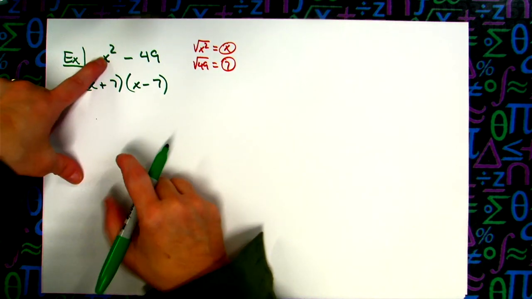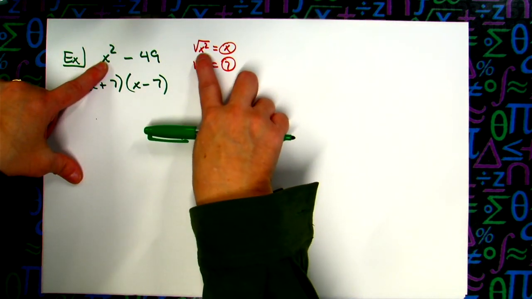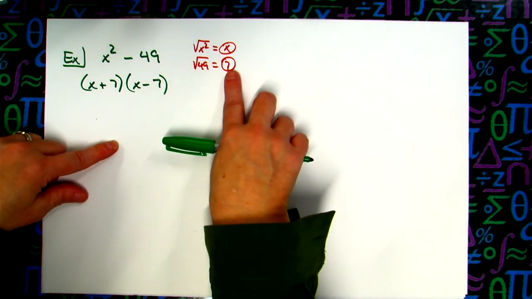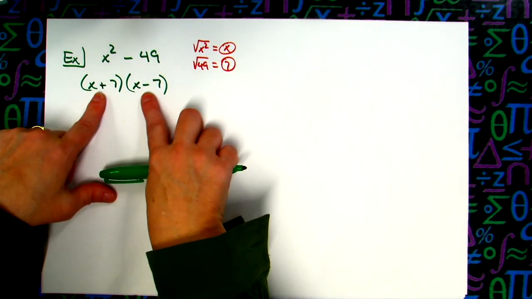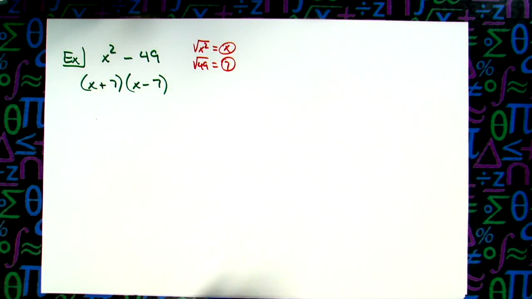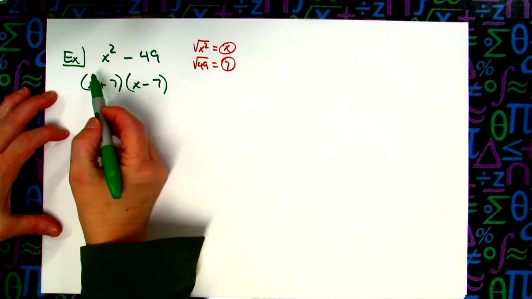Whatever this term is, when I take the square root of it, it was x. That goes in the front. When I take the square root of this number, which was 7, it goes second. And I will always put one with a plus and one with a minus. We know that is called the difference of two squares. So that right there is the answer.